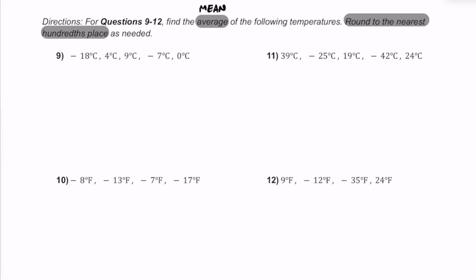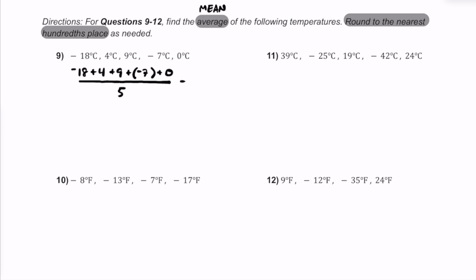All right, so how are we going to write an expression to represent this? Well, to find the average, what you should go ahead and write down here is we're going to have this negative 18 plus 4 plus 9 plus this negative 7 plus 0. Okay, so we're going to add up each of those 5 temperatures, and then we're going to go ahead and divide that by 5. So this would be the expression you would write whenever you're finding the average or the mean of a set of data points, or in this case, temperatures.